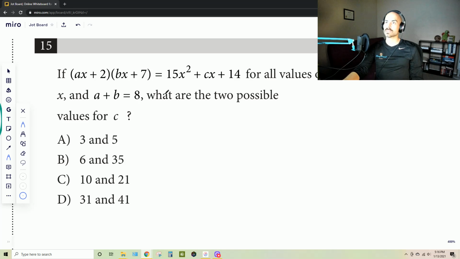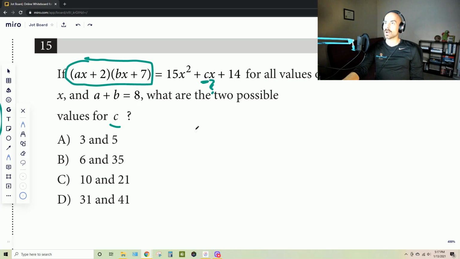They're asking us essentially to solve for the two possible values of c. So essentially, what can this possibly be? There's two possible values for it. And our hint for what it could be is that it's coming from these two binomials being multiplied together, and that a and b added together equals 8. All right, so let us think on what it could be.